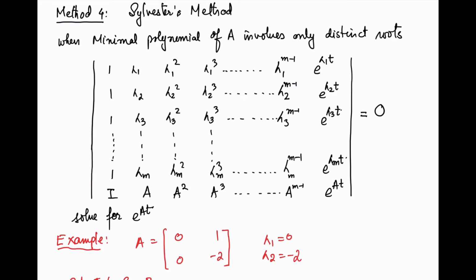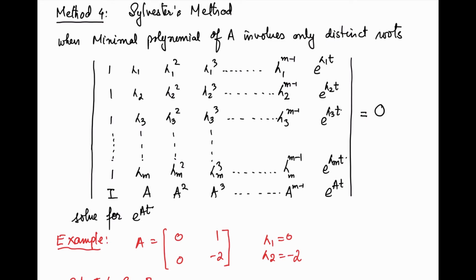In the last video, we have discussed three methods for the determination of the state transition matrix. The first one was using the Laplace transformation. The second one was using the diagonalization. And the third one was the similarity transformation matrix. Now in this video, we are going to discuss two more methods for the determination of the state transition matrix. The first one is the Sylvester method.